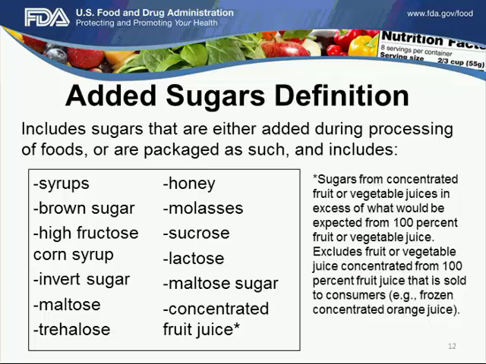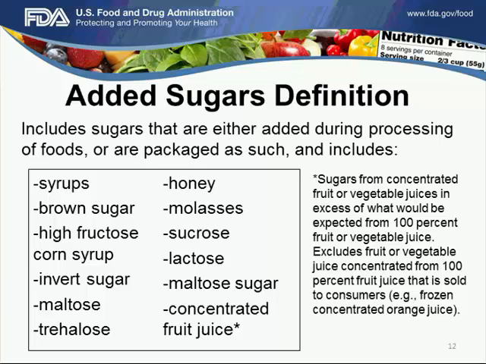So what are the types of products or types of ingredients that are included within the definition of added sugars? Added sugars include sugars that are added during processing of foods and/or are packaged as such. And these include a variety of typical products that you would expect to have sugars, such as syrups, brown sugar, high fructose corn syrup, invert sugar, maltose, trehalose, honey, molasses, sucrose, lactose, maltose sugar, and concentrated fruit juice, to name a few.